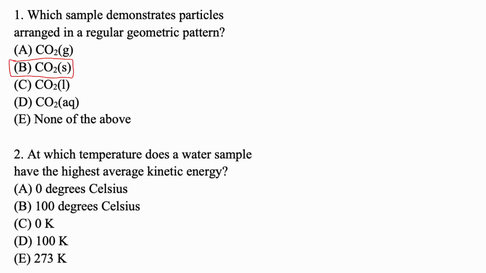Number 2 asks, which temperature does a water sample have the highest average kinetic energy? So we know that average kinetic energy is directly related to temperature. So as we increase temperature, we're going to increase our average kinetic energy. The first thing I would personally do is just get all of my options to the same unit. In this case, since we have more Kelvin, I'm going to convert A and B to Kelvin. Now that all of my answer choices are in the same unit of Kelvin, I can see which one has the highest temperature, which gives me the highest average kinetic energy. So in this case, the answer would also be B.